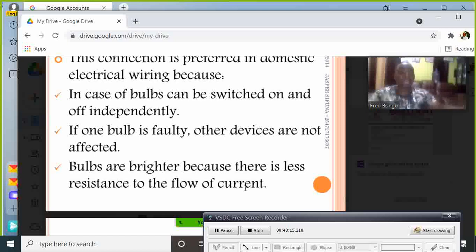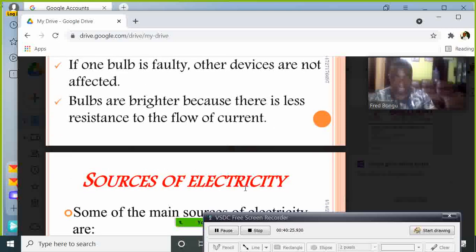Therefore, it doesn't depend on other bulbs, so that there's no resistance. This makes all the bulbs uniformly bright because there is less resistance to the flow of current.